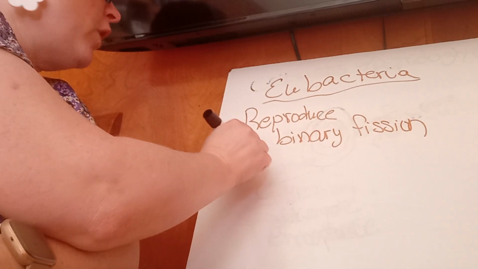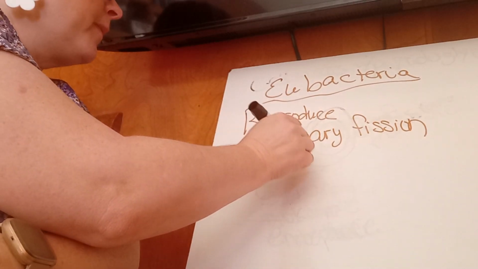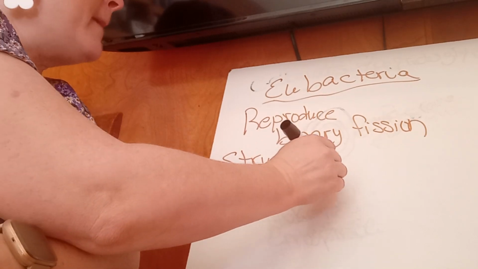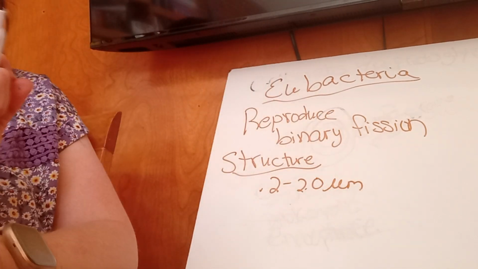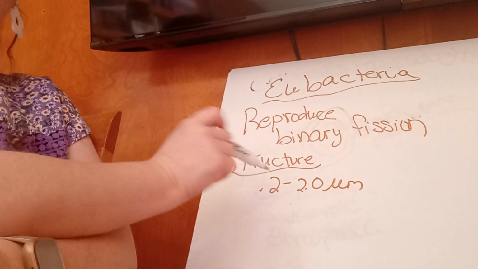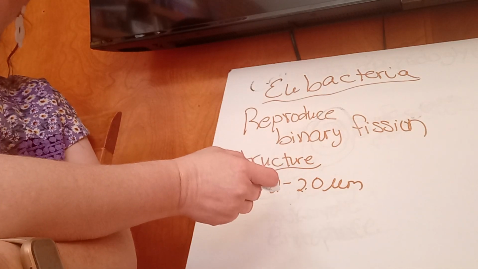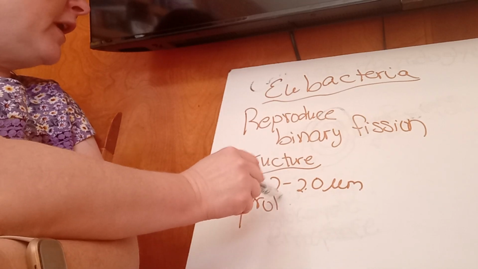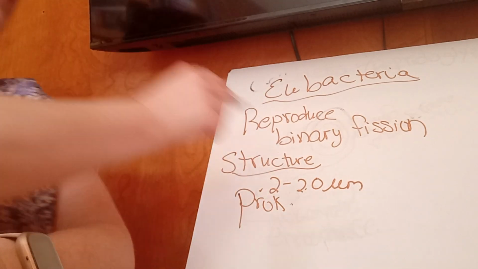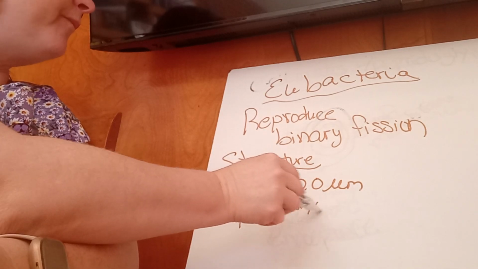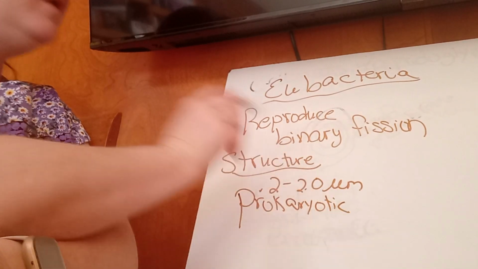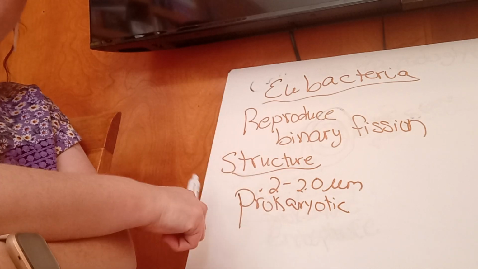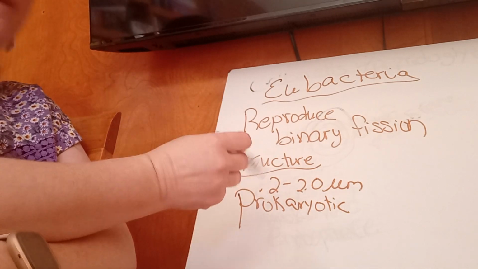Structure. What do these look like? They are 0.2 to 2.0 micrometers long. So super, super tiny. You could fit 1 million of them side to side on a yardstick. They are prokaryotic, which, if you remember, means that they do not have any membrane-bound organelles. They do have a cell membrane, but no membrane-bound organelles.